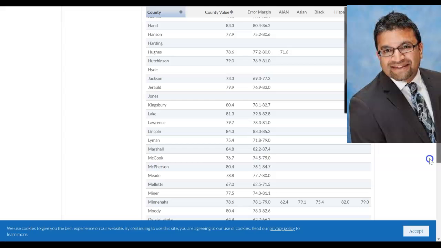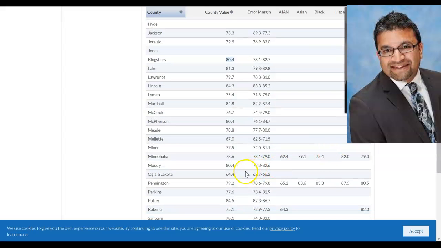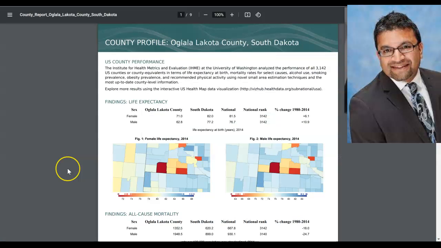And as you can see, a lot of these life expectancies, like Kingsbury, is 80.4. But then if you scroll down to Oglala Lakota County, this stands out by the life expectancy being only 64.4. So this led me to look in other resources.